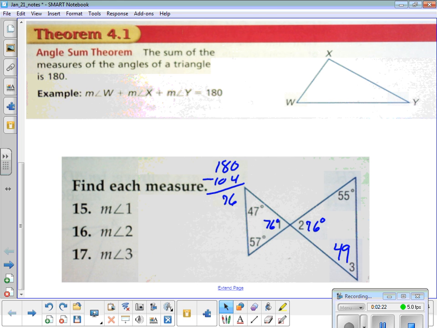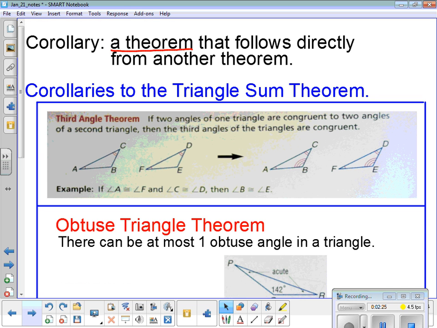Now, there are also things called corollaries. A corollary is a theorem that follows directly from another theorem. So we can call it a corollary or we can call it a theorem. If it's a corollary, it means it directly follows from another one. So here are some corollaries to the triangle sum theorem.